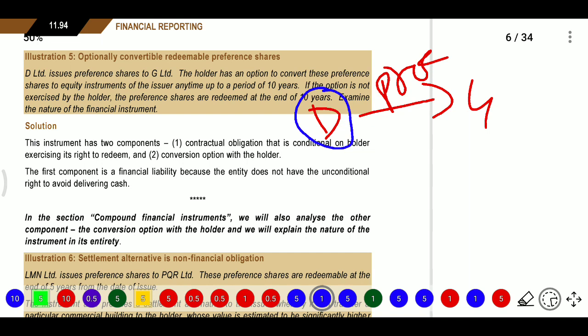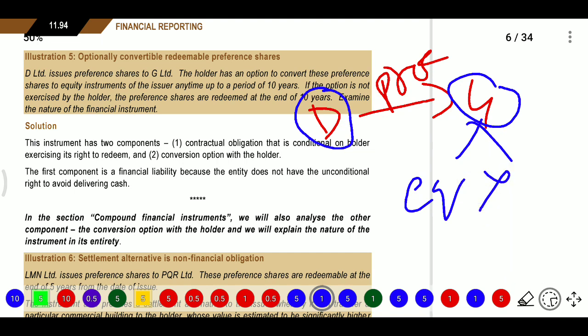Preference shares, equity instruments anytime. If the option is not exercised by the holder, here this person is the issuer, this person is the holder. At the option of the issuer, and if the option is not exercised by the holder, the preference shares are redeemed at the end of 10 years. So he has the option. He may go for equity. If he has not gone for equity, it will be payable in cash.